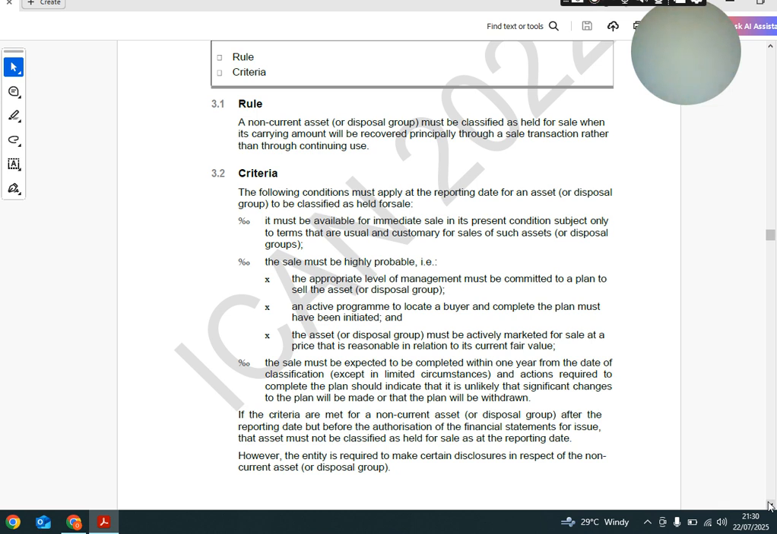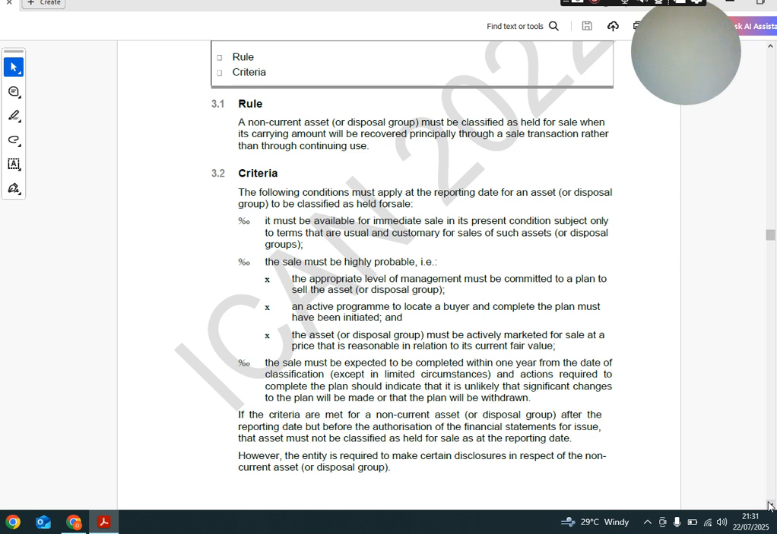The third one is that the asset must be actively marketed for sale at a price that is reasonable. That is, the price must be reasonable, in line with its current fair value. It should not be that the company wants to sell the asset, but the price they are charging is two times the current fair value, just to scare people away. No, it shouldn't be like that.